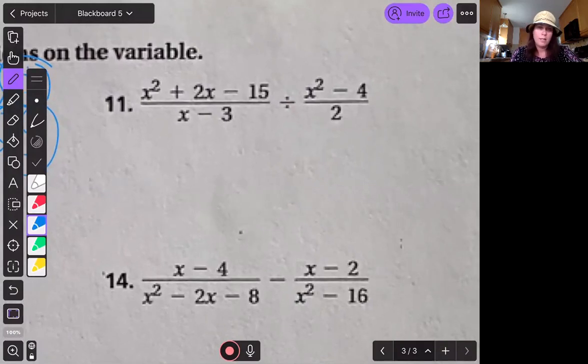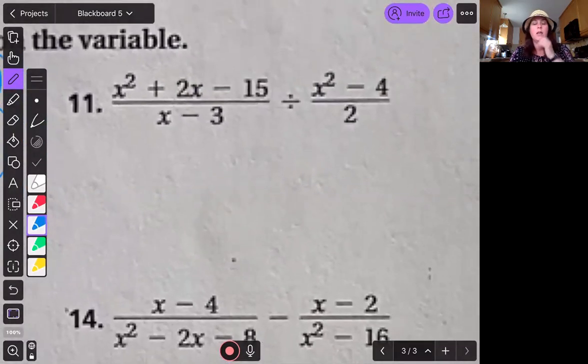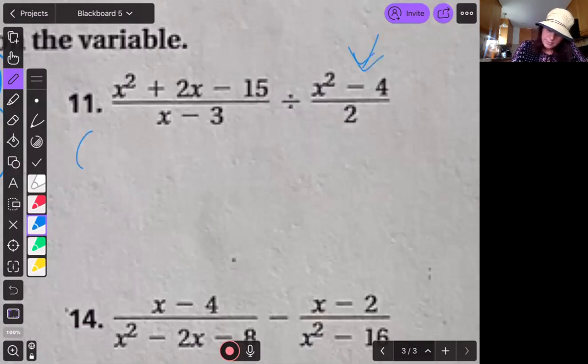Now for the rest of them, this one's a lot different than the first one. This one you need to factor before you simplify. Oh, I didn't give you a multiplication. This is division, so we're going to flip the right one, not the wrong one. We're going to flip this one and multiply. First, let's start by factoring. What times what is negative 15 and adds up to 2? That would be a positive 5 and a negative 3.